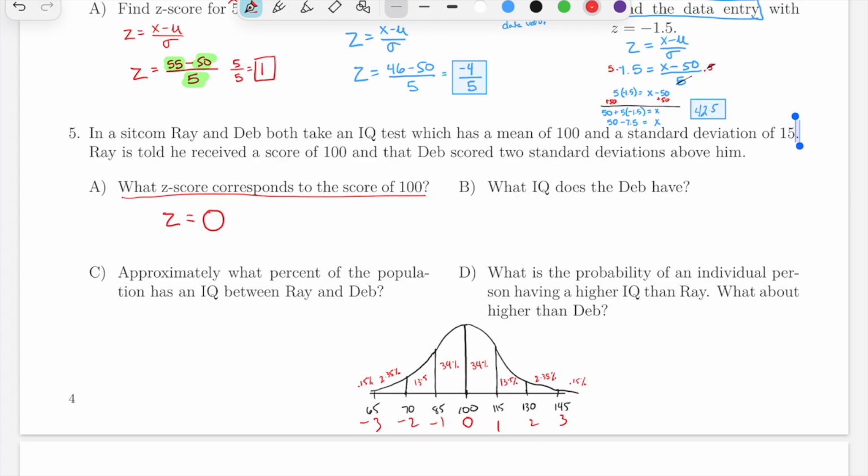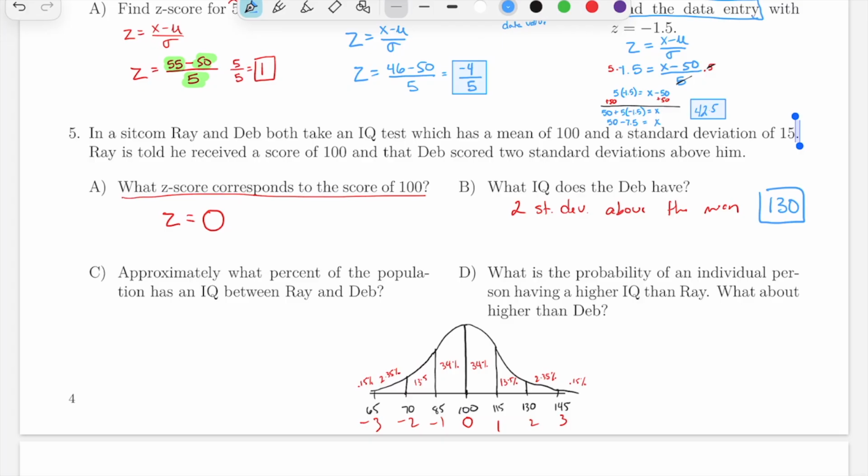What IQ does Deb have? Well, she's 2 standard deviations above the mean. Like I can look down here and I can count. This is just going up 1, 2 standard deviations above. That's 130. That's Deb's score. So the answer to this is 130.